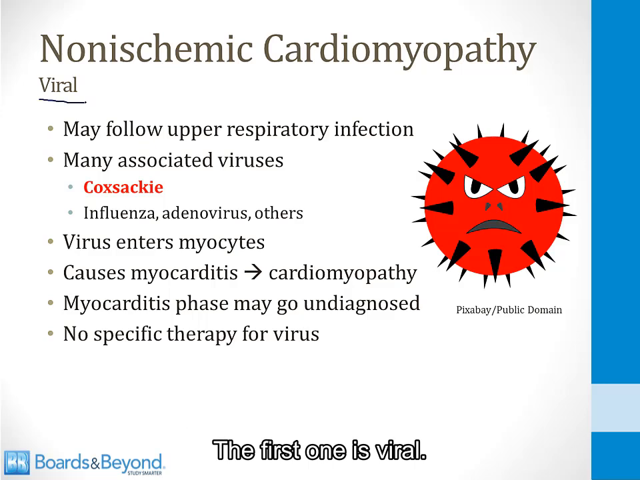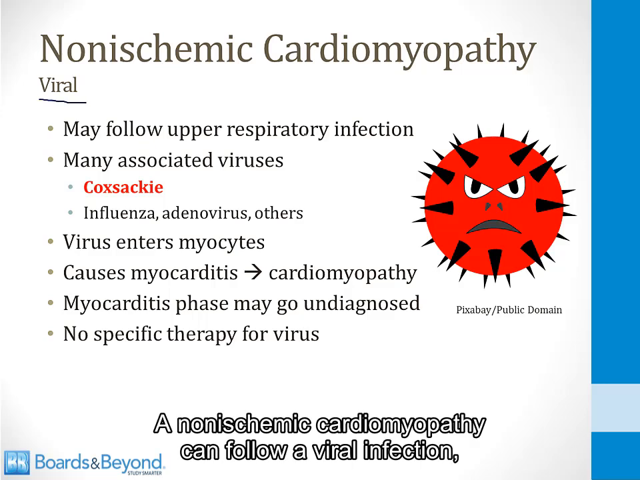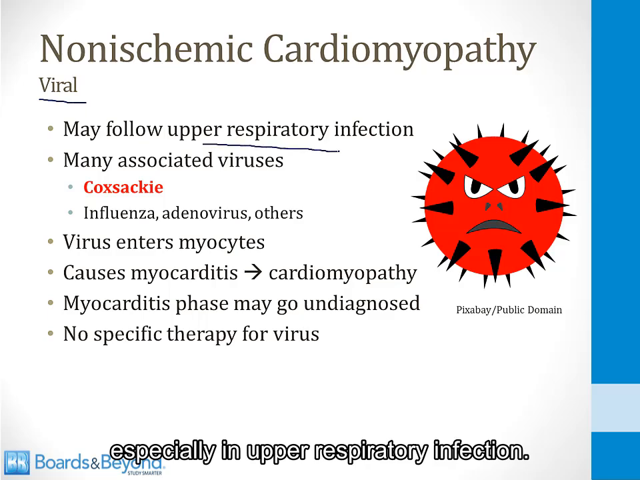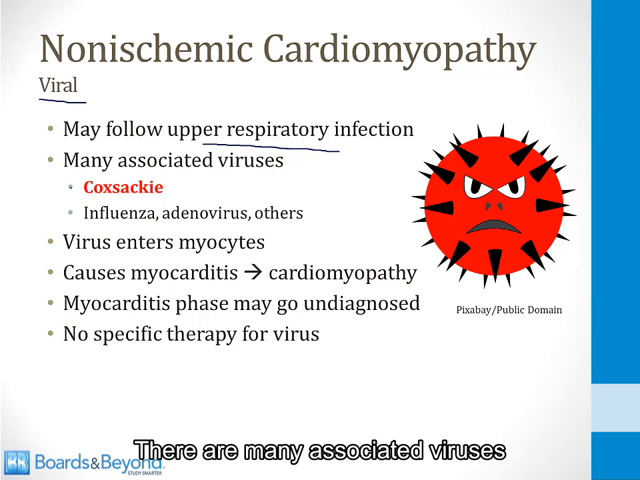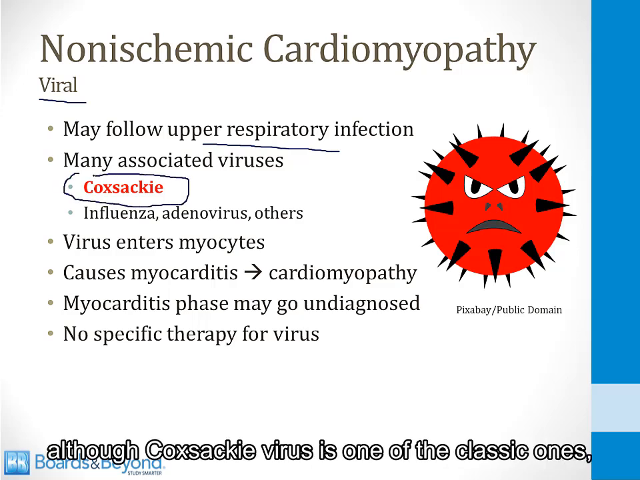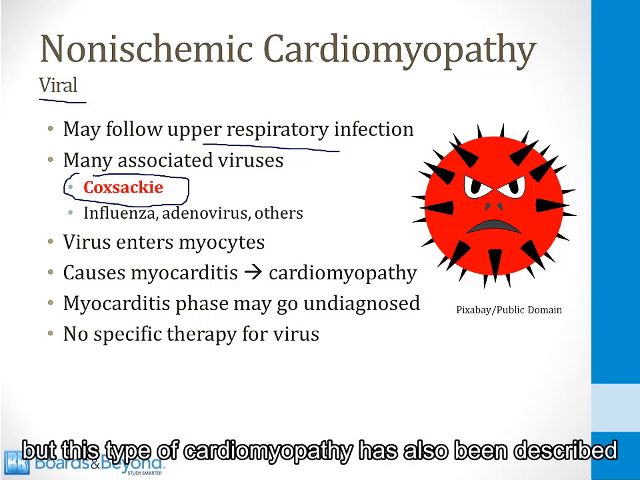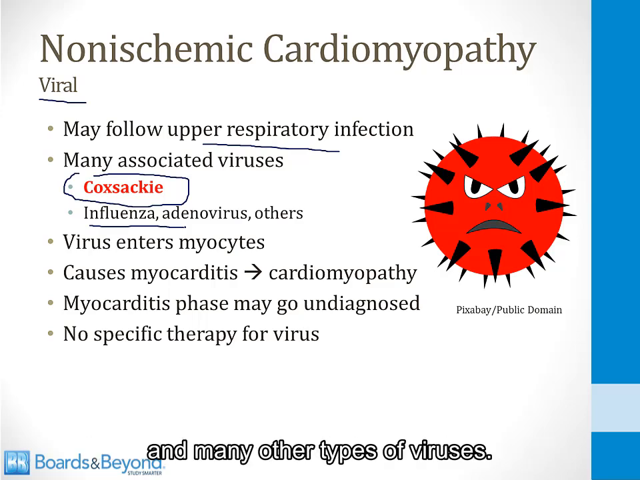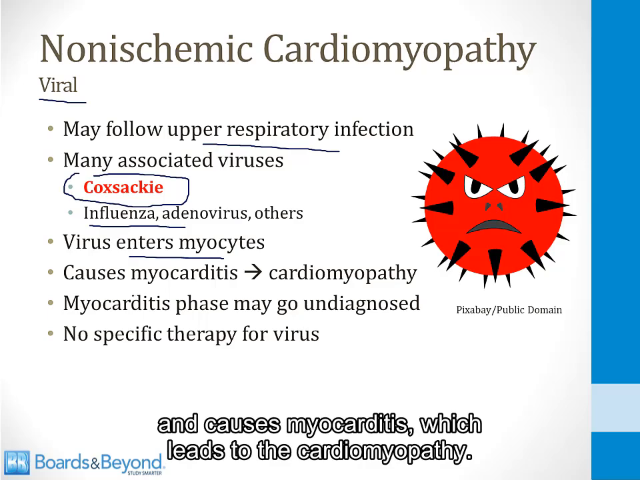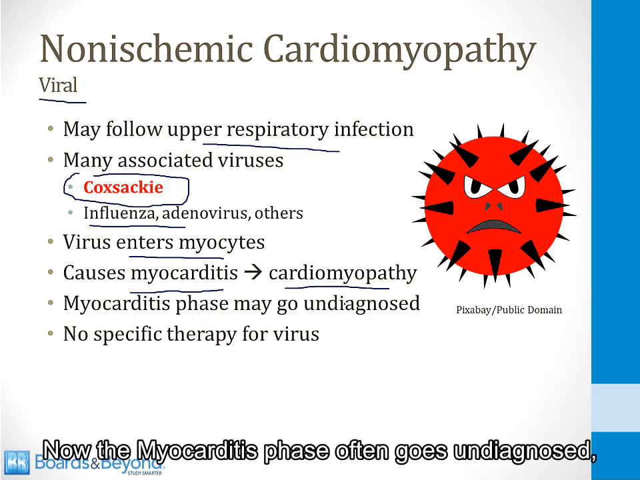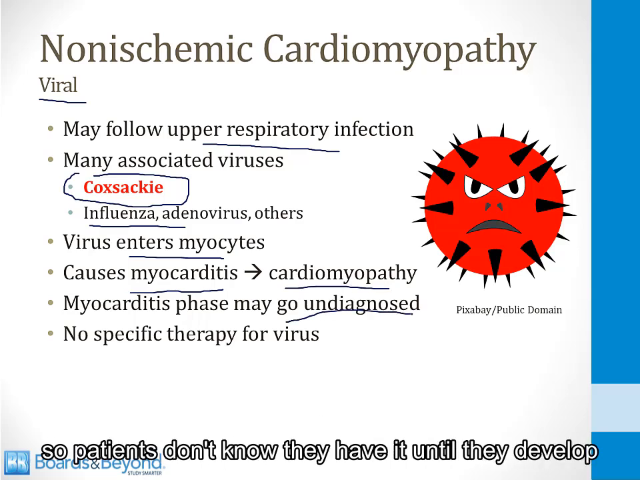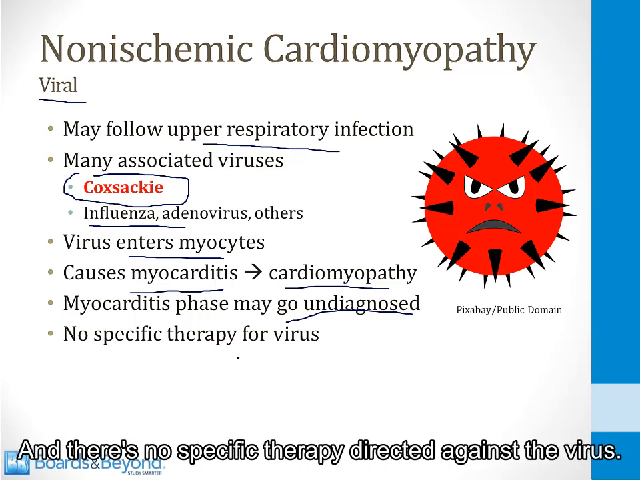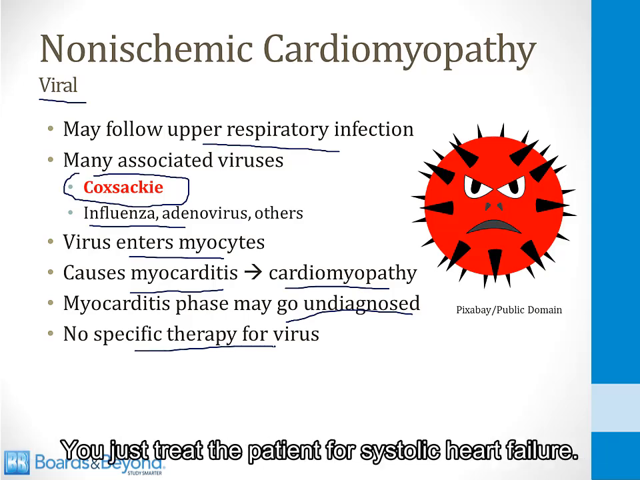The first one is viral. A non-ischemic cardiomyopathy can follow a viral infection, especially an upper respiratory infection. There are many associated viruses, although Coxsackie virus is one of the classic ones. But this type of cardiomyopathy has also been described following infection with influenza, adenovirus, and many other types of viruses. It's believed that the virus enters the myocytes and causes myocarditis, which leads to the cardiomyopathy. Now, the myocarditis phase often goes undiagnosed, so patients don't know they have it until they develop systolic heart failure. And there's no specific therapy directed against the virus. You just treat the patient for systolic heart failure.